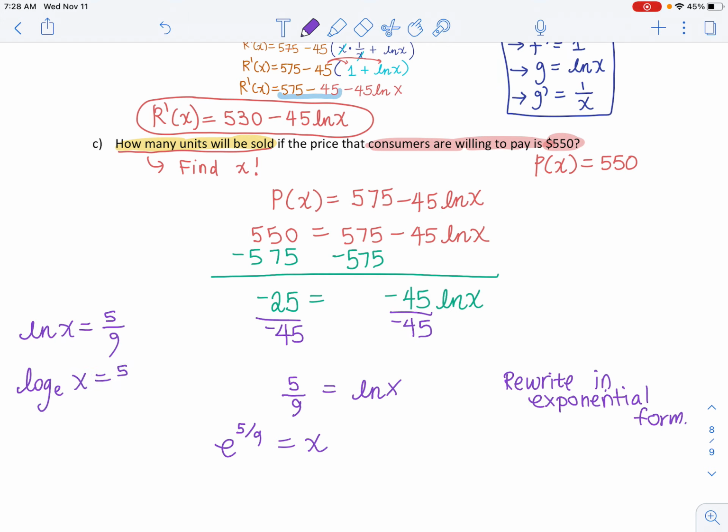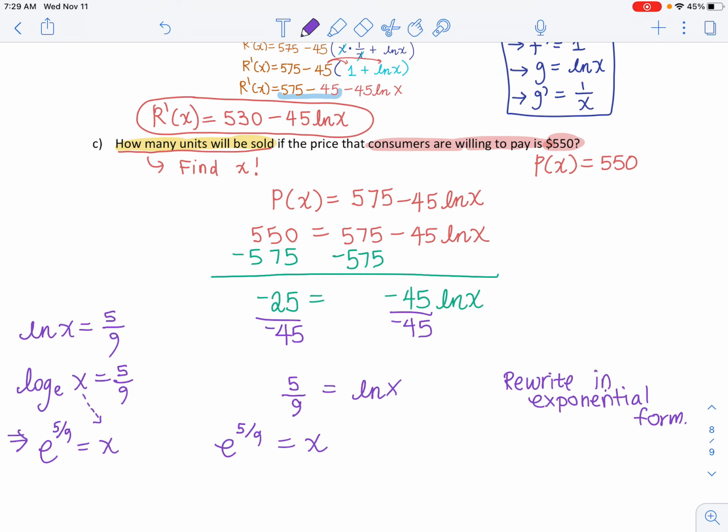All right, so that is log base e of x equals 5 over 9, right? So the base is e, the power is 5 over 9, and this x is the answer. So I think we found it.